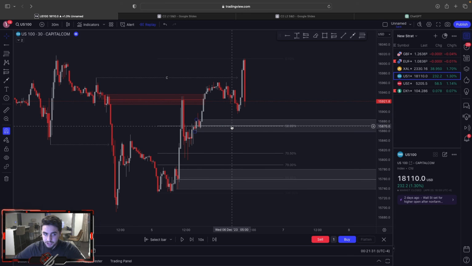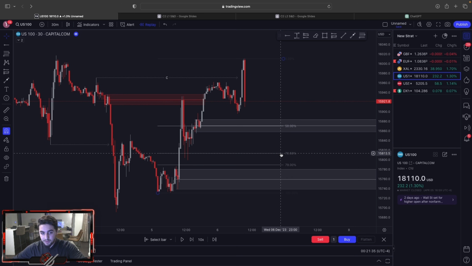Now, looking at our Fibonacci tool, we can see this is the 50%, and this is the 70.5%, and this is the 79%, and this is the 88.6%. This area of demand aligns just in between the 79 and the 88.6%. And what did we say about these levels? These are the levels we are interested in.